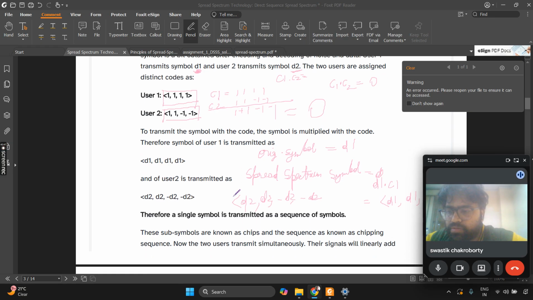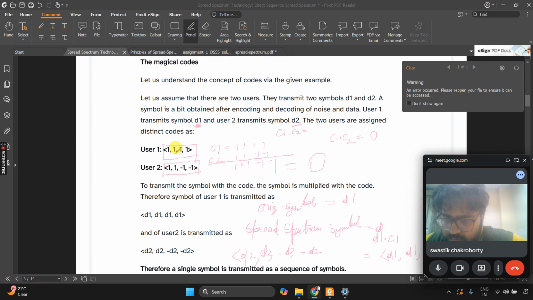So the symbols d1 and d2 have to be transmitted by user 1 and user 2. User 1 has the code 1 1 1 1 and user 2 has the code 1 1 minus 1 minus 1.